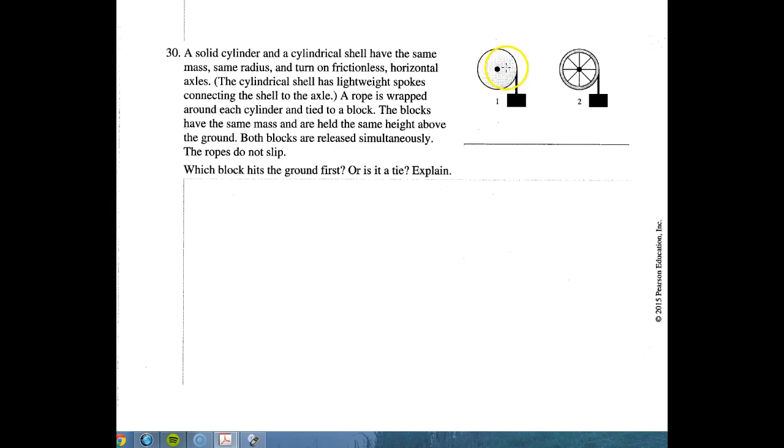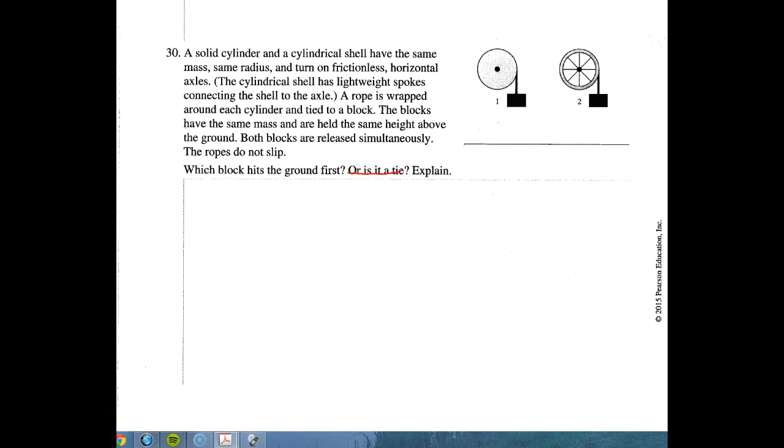And so this axle is going into the page, so is this one. There's a rope tied around each one with a block, and on 3 we let them both drop. So 1, 2, 3, drop, and we notice that one of them hits the ground first. We need to know which block hits the ground first. It is not going to be a tie, and then we can explain it.